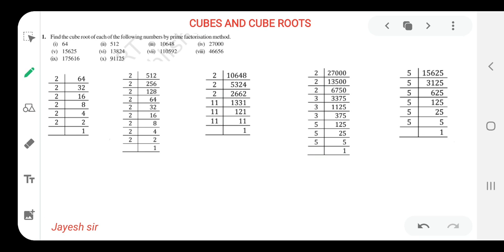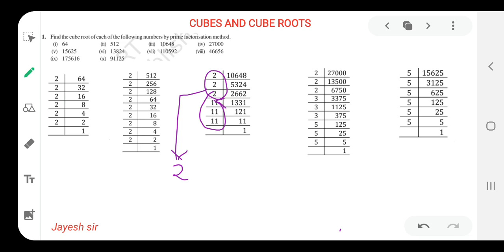Now find the cube root of 10648. In this way we have done it by the prime factorization method. We'll start making groups of 3. So a group of 3 here will be 2. That 2 factor is available, so I am writing 2 here. Again the group of 3 is 11.